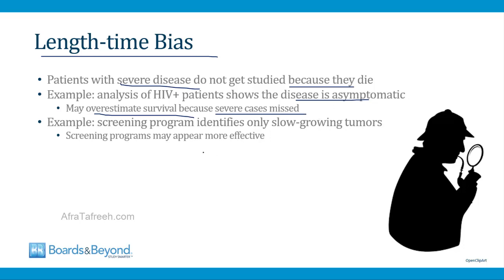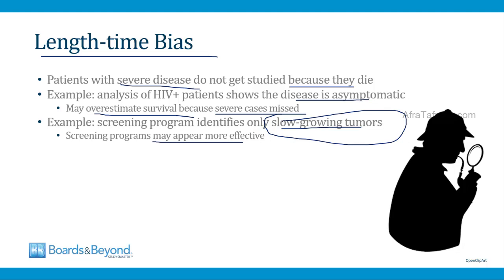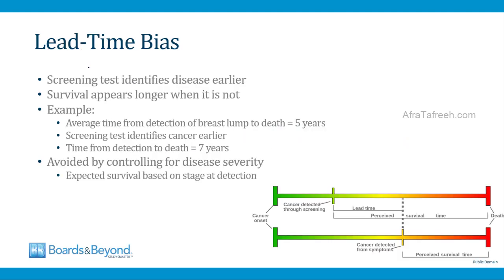This can also sometimes happen with screening programs that identify only slow-growing tumors. So it'll make the screening program appear effective because you're only identifying the slow-growing tumors. Tumors that grow more quickly lead to death more quickly, and therefore those patients don't end up in your study of screening. And then lead time bias sounds like length time bias, but it's a different form of bias.